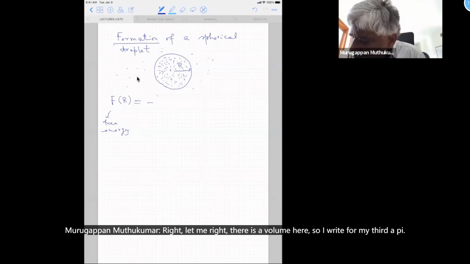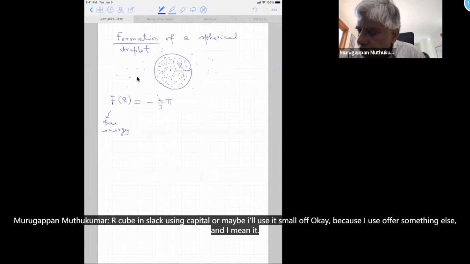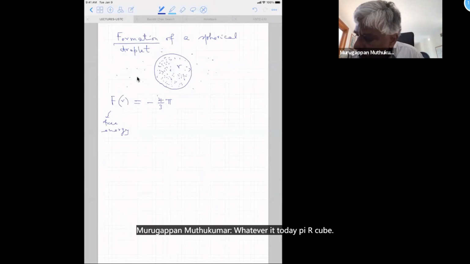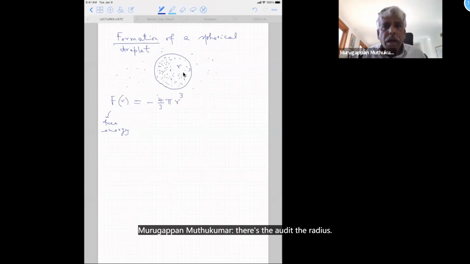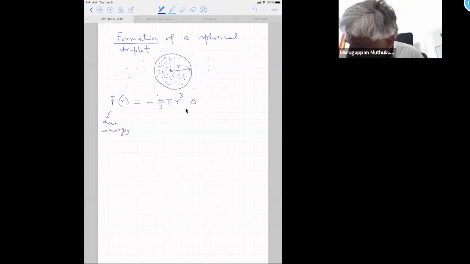So I write 4 by 3 pi r cubed. Instead of using capital R, maybe I'll use a small r, okay? Because I use r for something else in a minute. Four by 3 pi r cubed. That's r, the radius, right? And 4 by 3 pi r cubed is the volume. And then the gain in free energy per unit volume, I write as delta G.